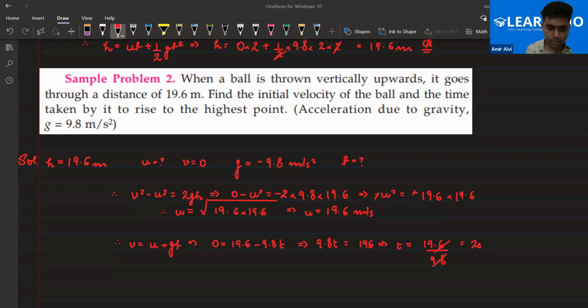Please do it fast. Yes, Tejas, what did you say? Sir, where did you get time from? First equation.